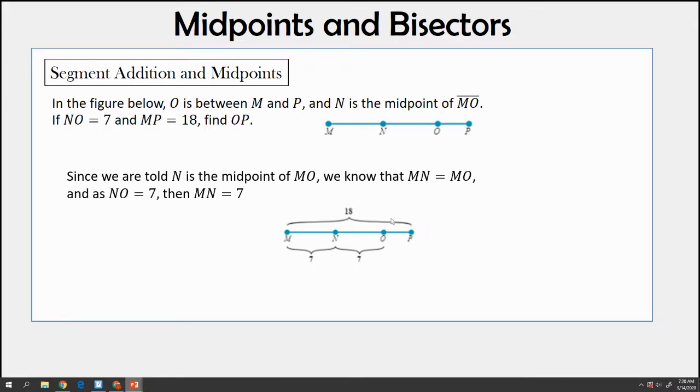So how are we going to find OP? Well, we're going to use segment addition. We know that MN plus NO plus OP is equal to MP. So substitute in what we know. MN is 7, NO is 7, MP is 18. So now I know everything but OP, so I'm going to be able to solve for it in this little equation. Okay, 14 plus OP equals 18. Subtract 14 from both sides, OP is 4. So now we know the distance OP has to be 4, all using the midpoint concept and segment addition.